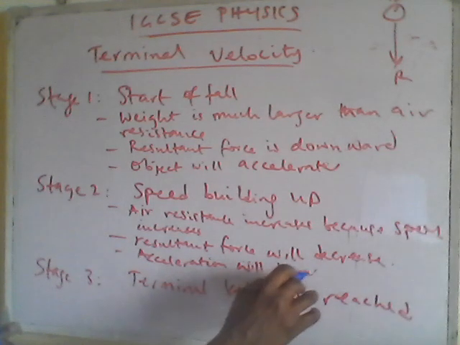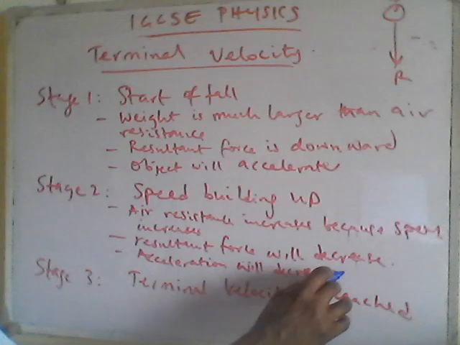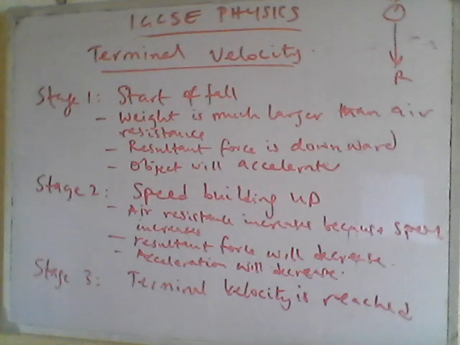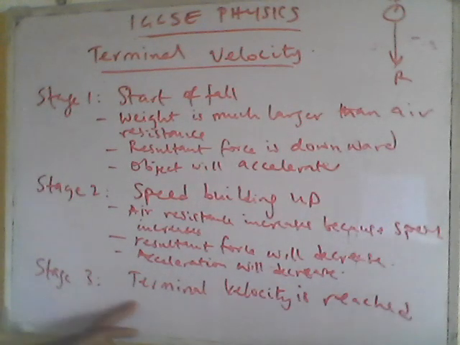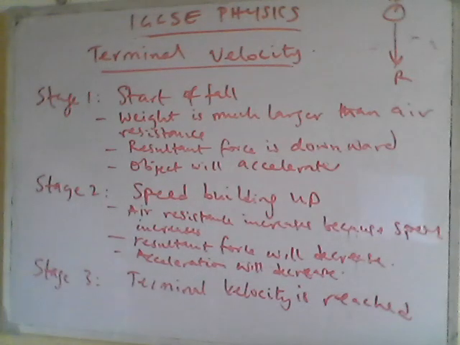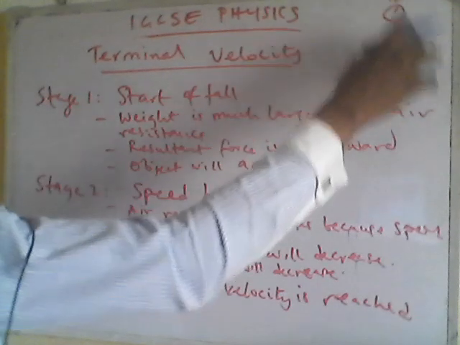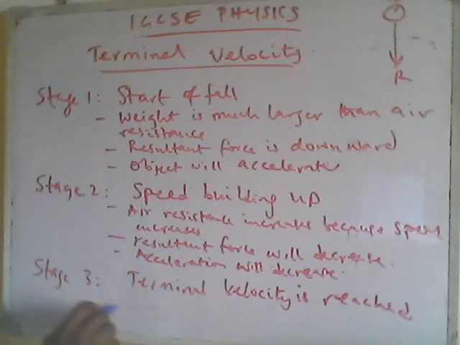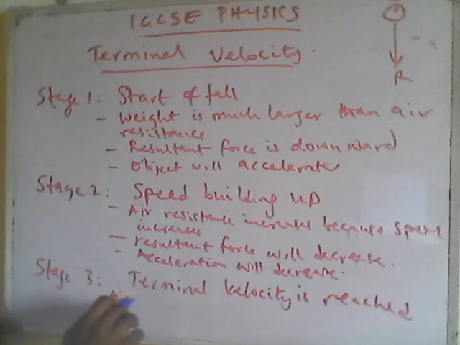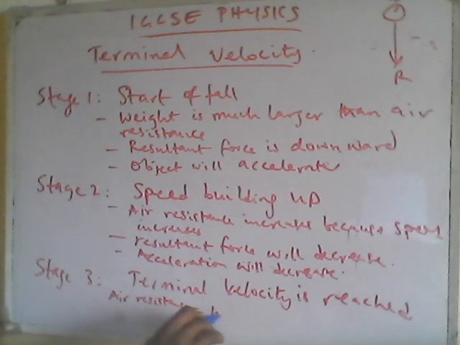So note all these things that happen in these stages. But a time will come when terminal velocity is reached. What happens here? First of all, air resistance becomes equal to weight. Weight is the force that is bringing it down. Air resistance is the one that is taking it up. So air resistance is equal to weight.